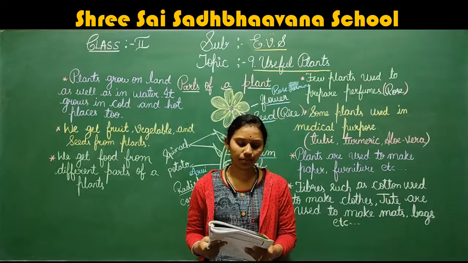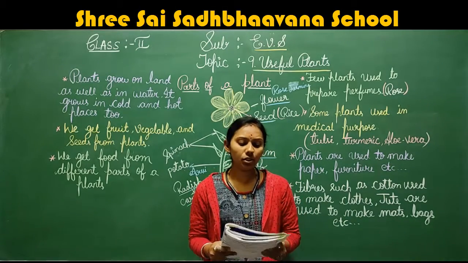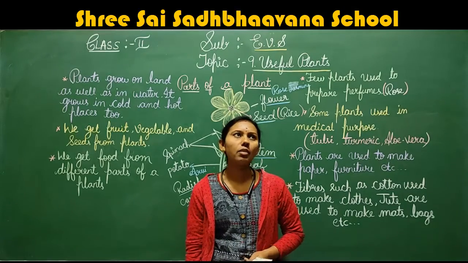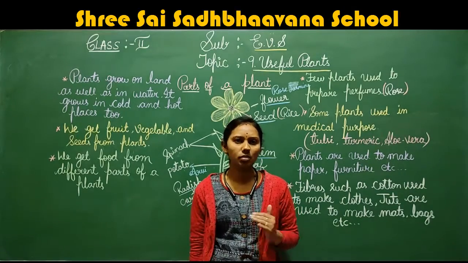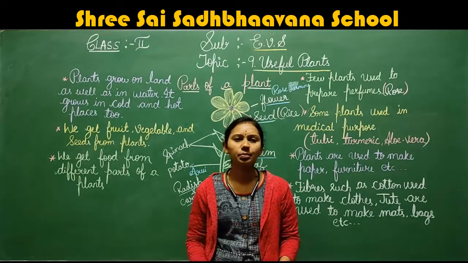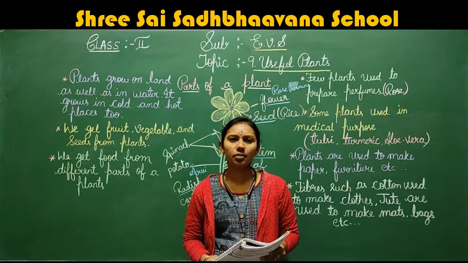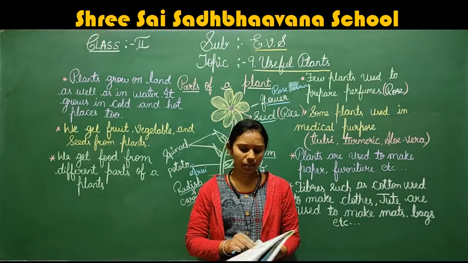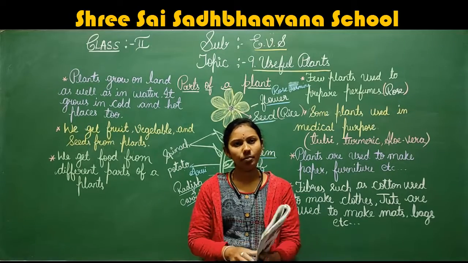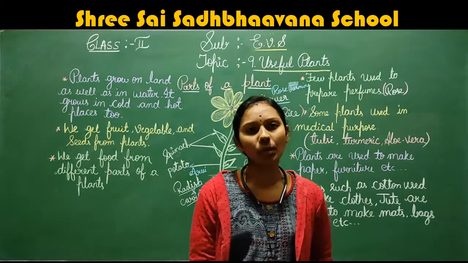Okay, next. Other useful things. What are the other useful things? Till now we have learned about all the things we get from the plants. Let us revise. What do we get? Let us revise, children. First, what all will we get from the plants? We will get food from the plants.